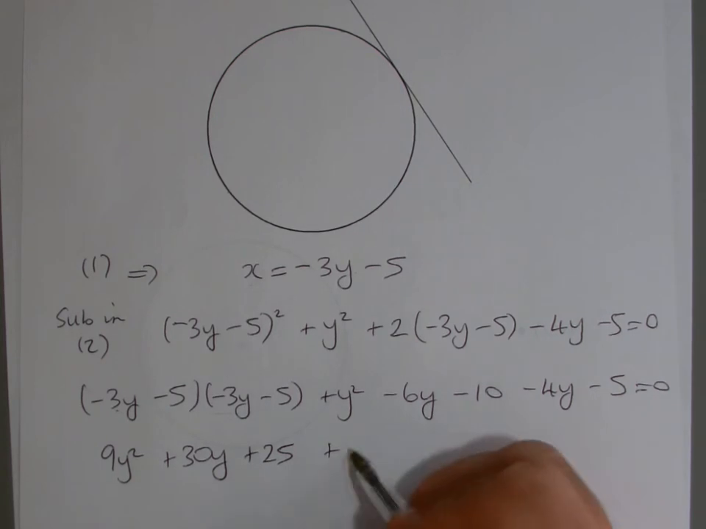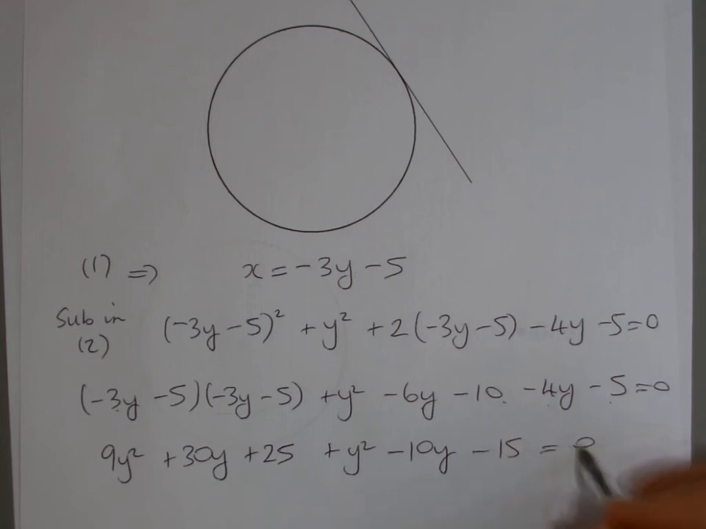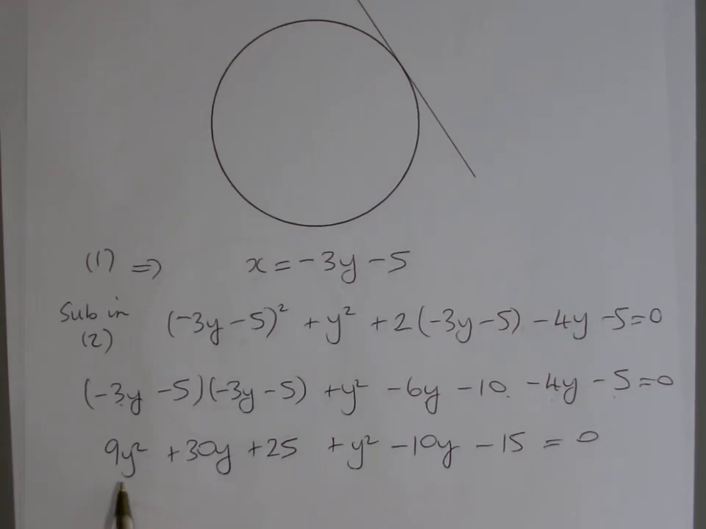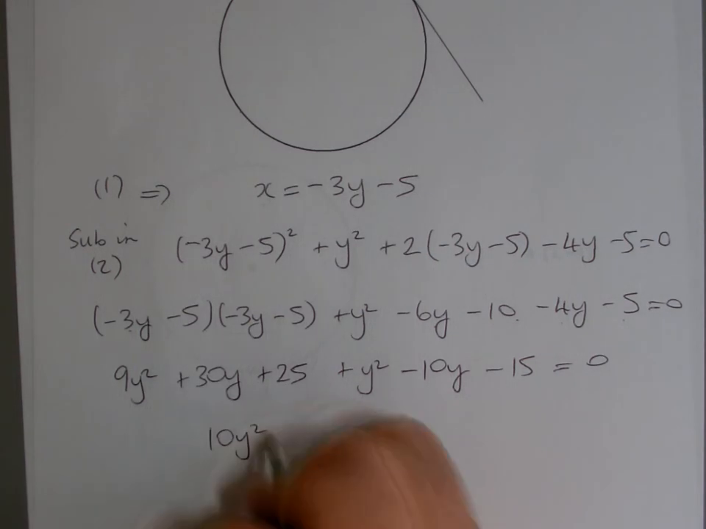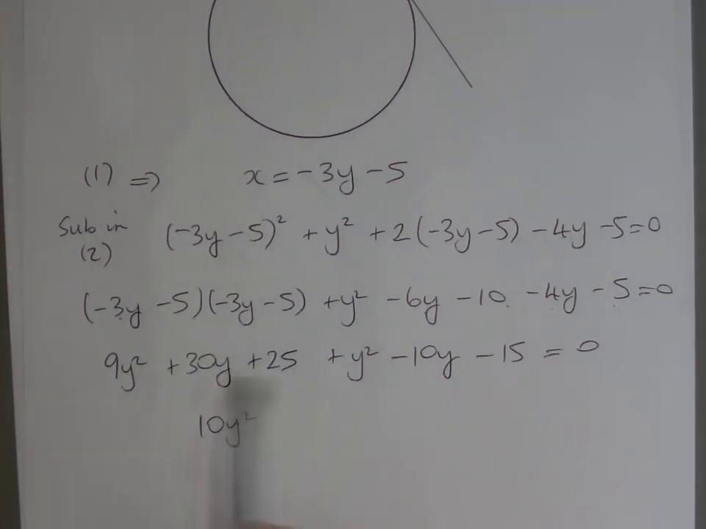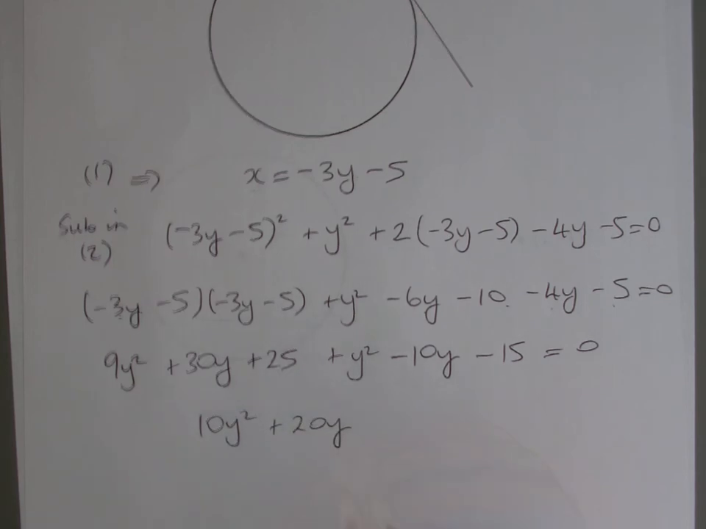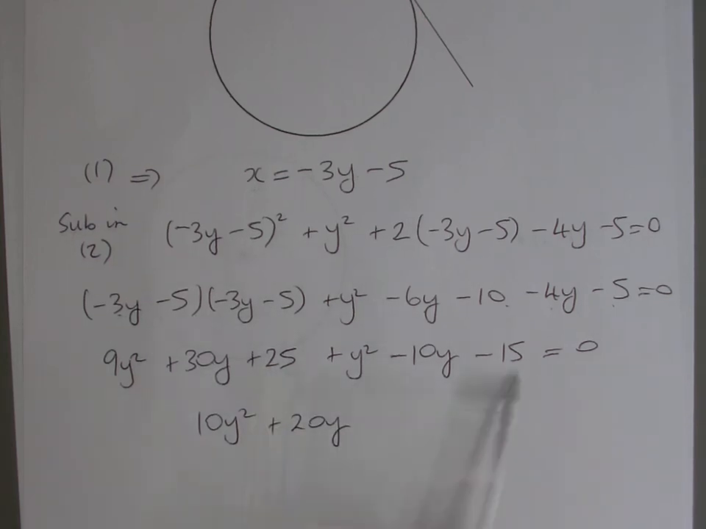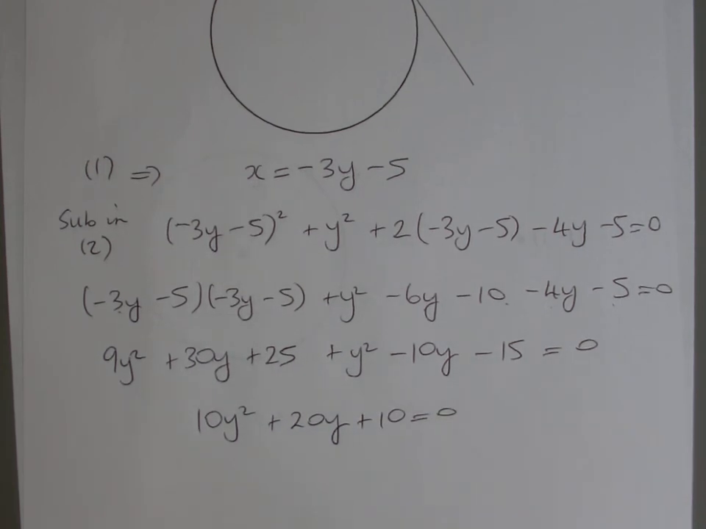Plus y squared. Minus 6y minus 4y is minus 10y. So I can put these together, minus 15 equals 0. I got 9y squared and y squared is 10y squared. 30y plus minus 10y is 20y. And then 25 take away 15 is 10 equals 0. So we've got a quadratic now to solve. Nice and simple, isn't it?